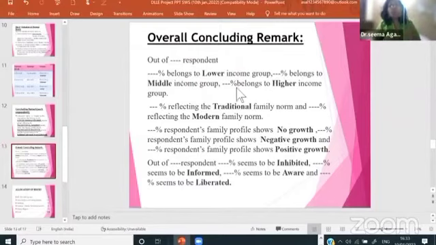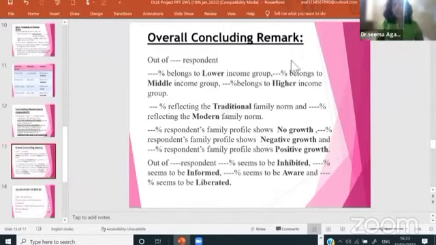Suppose that 20 belong to middle income group. So you can write 20 means 40% belong to the middle income group, and the remaining 20 also belong to the higher income group. So we can say that 40% belong to the higher income group. In the same manner, we calculate the percentage for traditional family norms and for modern family norms, and in the other conclusion part also. So this is the format for overall concluding remark. I'm sure all of you got it.